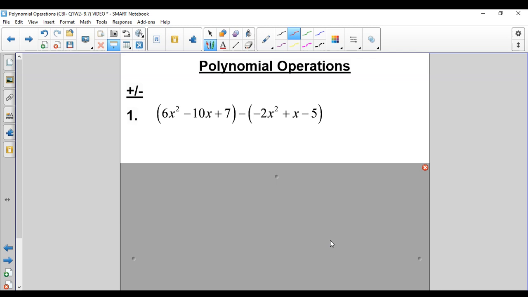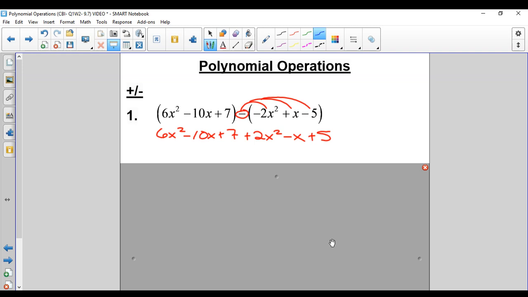Subtraction's the toughest one. You need to make sure when you're subtracting, you go ahead and distribute that negative sign through. So you may have to rewrite some things. My suggestion is to rewrite: negative times a negative is a positive, so it becomes a plus 2x squared. Negative times a positive is a negative, so it's minus x, and then plus 5.